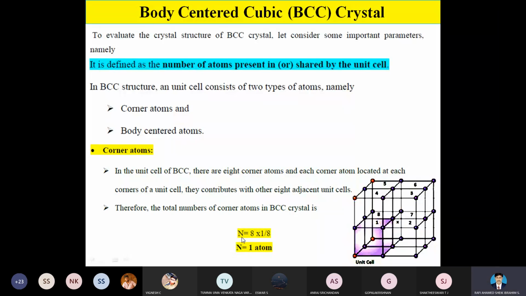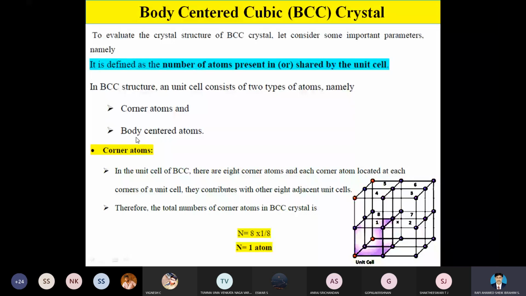We know the calculation. N is equal to 8, as we have 8 corner atoms in total. If you consider one corner atom, that single corner atom is shared with 8 adjacent unit cells. Therefore, for the total corner atoms, we write N is equal to 8 into 1 by 8. N is equal to 1 atom. So I have measured the first value, the corner atom value. N is equal to 1.